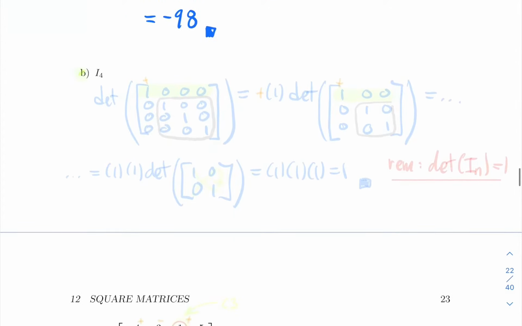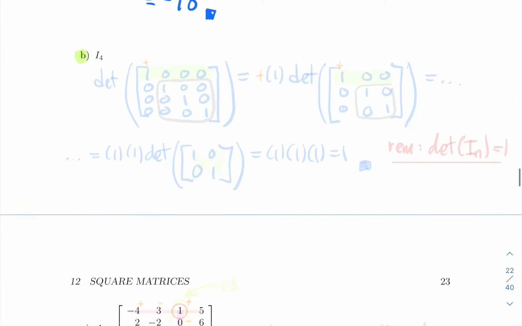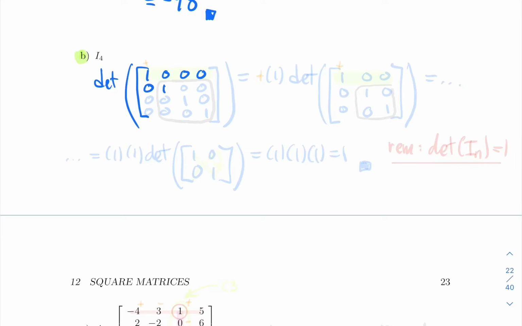Next, let's compute the determinant of I4. So we want to compute the determinant of the n by n identity matrix, 1 0 0 0, 0 1 0 0, 0 0 1. So this at the same time reviews the notation of the identity matrix. Here I'm just going to use the first row to expand, and of course the 1 is at a plus position. So when I'm expanding, I'm getting plus 1, and I like to put the plus just to really stress it, times the determinant of the minor.